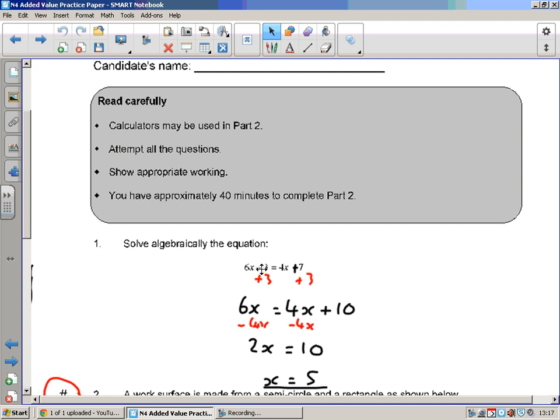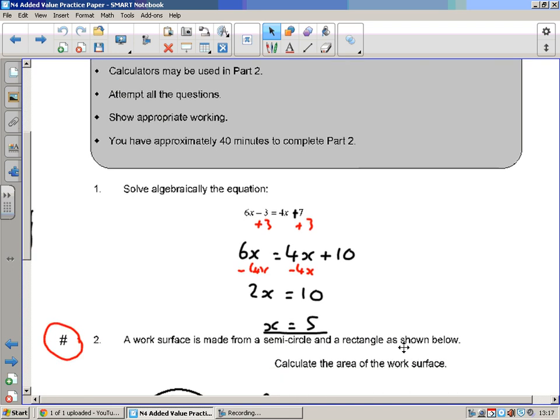Your teacher might have said change side, change sign. So here the negative 3 moves across and becomes plus, which is where the plus 10 comes from. 4x moves across, becomes negative. 6x minus 4x is 2x. And 2 times the value of x is 10, so the value of x is 5.